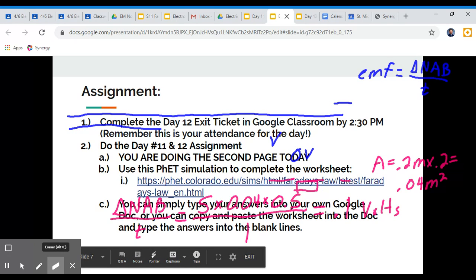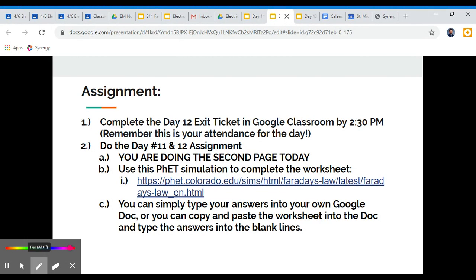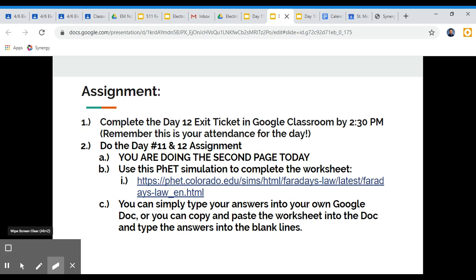So your homework for the day, or your assignment for the day, is going to be, remember to finish that exit ticket, and your exit ticket is going to be using this PhET simulation and filling out that second page of the day number 11 and 12 assignment. Okay, and then tomorrow we will have a little bit more practice with using the actual EMF equation.